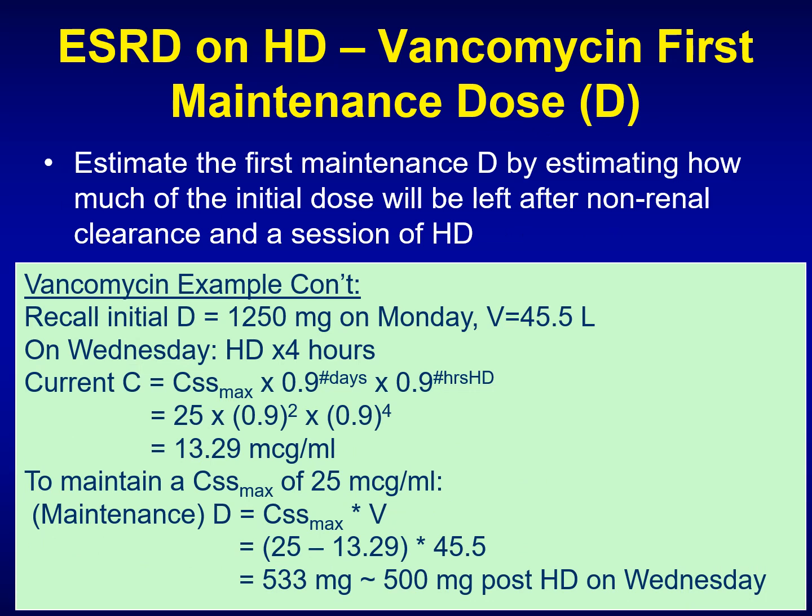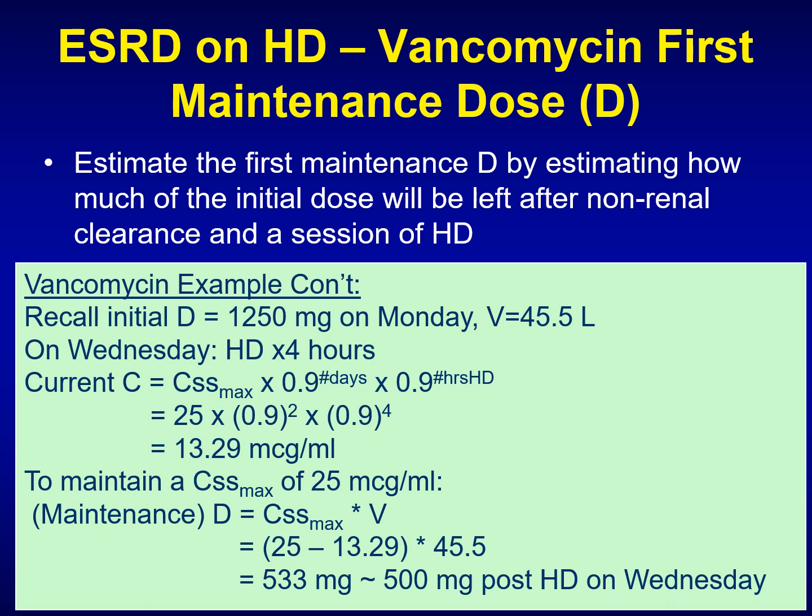To estimate the first maintenance dose, we need to estimate how much of the initial dose will be left after non-renal clearance and a session of hemodialysis. So the same example continued. Recall the patient received 1250 milligrams of vancomycin on Monday, and the patient's V is 45.5. On Wednesday, the patient received 4 hours of hemodialysis. So what is the patient's current concentration after this?